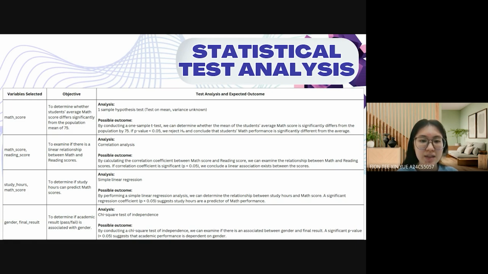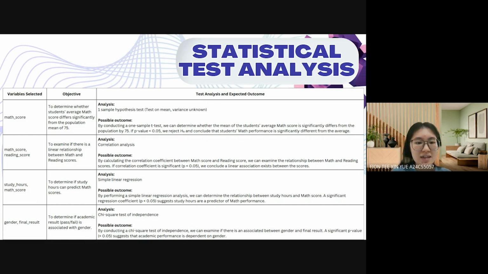The second is correlation analysis, and the variables selected are math score and reading score. It is to determine if there is a linear relationship between math and reading score. By calculating the correlation coefficient between math score and reading score, we can examine the relation between math and reading scores. If the correlation coefficient is significant, which is p less than 0.05, we conclude a linear association exists between the scores.